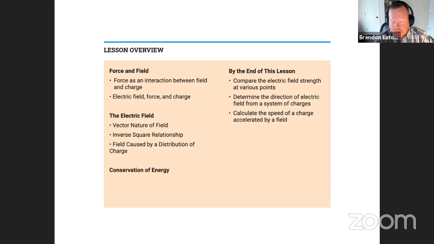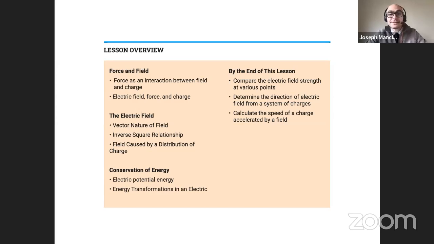And some topics that you do already know about that we need to tie back in is conservation of energy, specifically electric potential energy, and energy transformations in an electric field. By the end of this lesson, you'll be able to compare the electric field strength at various points, determine the direction of the electric field from a distribution of charge, and calculate the speed of a charge after it's accelerated by a field. And we have lots of skills that we will address today.